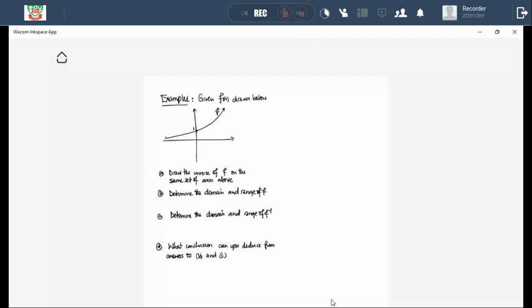Let's solve this together. This question says, given f of x, interpret what f of x is. F of x is an exponential function, which is what? Increasing. That's an increasing exponential function. Now the question says, draw the inverse of f on the same set of axes.